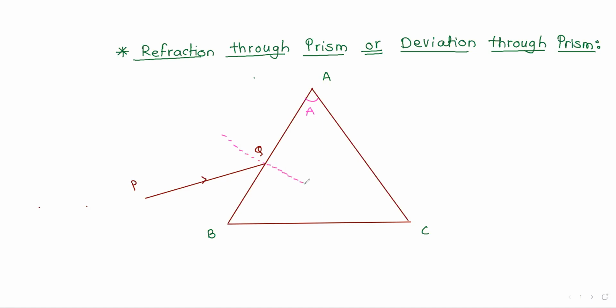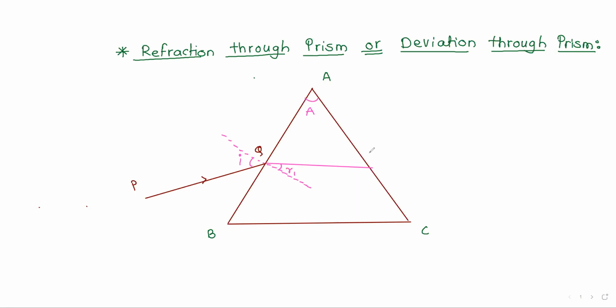So here I will draw one normal, and this light ray PQ is entering from the rarer medium to the denser medium, so it will bend towards the normal. So the refraction of this light we will show like this. Now this angle is known as the angle of incidence, and this angle is known as the angle of refraction.